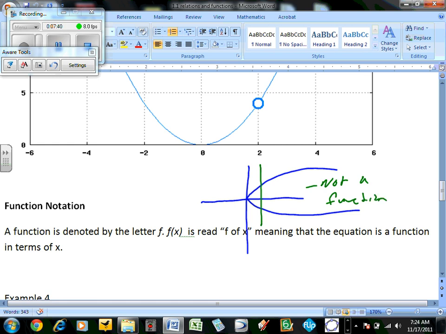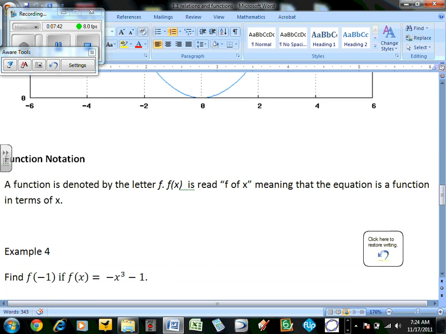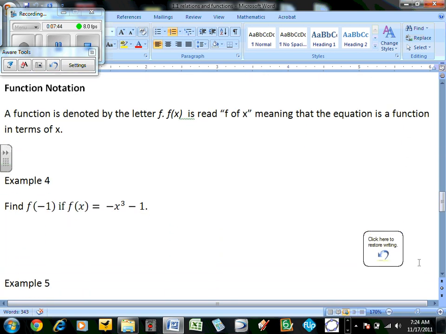Okay? So, a function is denoted by the letter f for function. f(x), this notation right here, is read "f of x," meaning that the equation is a function in terms of x. So we could have f of s, we could have t of s. Basically, what's inside of the parentheses tells us what the independent variable is, what the equation is written in terms of.